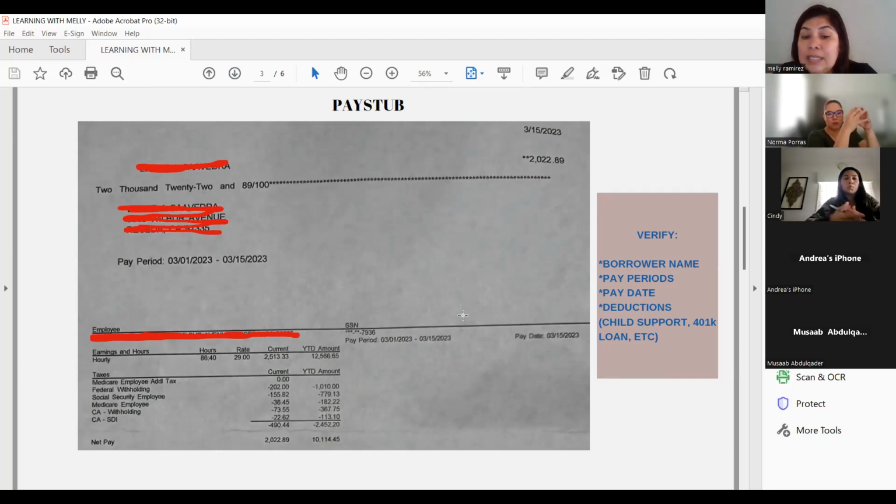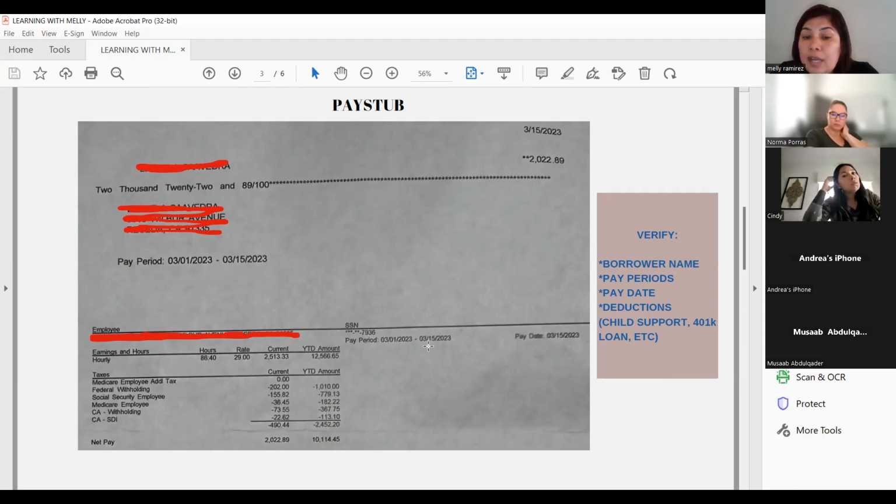Now, why do we need this? We need this in order to calculate how many months or weeks we're going to take into account for their year-to-date income. Do you understand that? Do you guys know how to calculate, if you're looking at this pay stub, your year to date based on this pay stub? I need to get the last pay stub of the borrower, and I put it into the income calculations form you gave us, no?